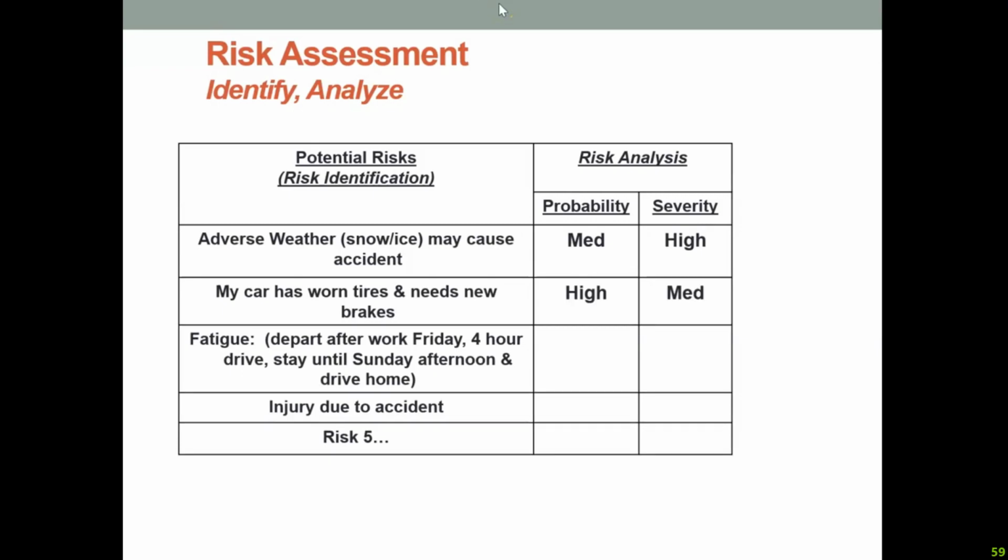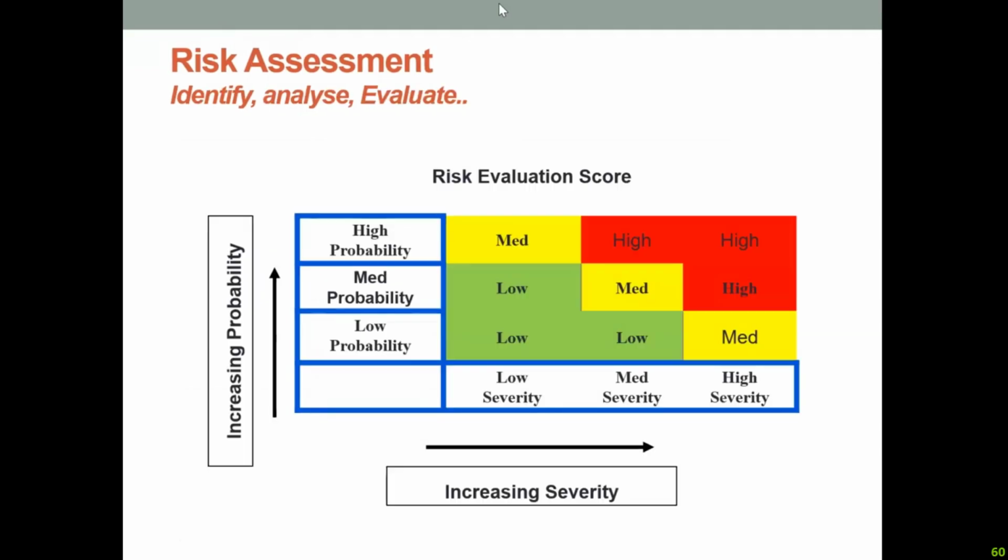My car does have worn tyres and needs new brakes, so that probability is high, and the severity of something happening as a result of that would be a medium. Fatigue, the probability of it is low, but the severity, if it did happen, would be medium. The injury due to accident is probably unlikely, but if it was to happen, it would be high.